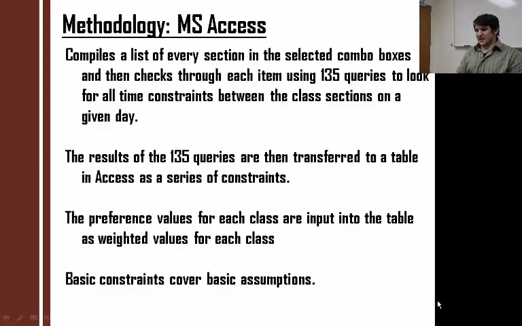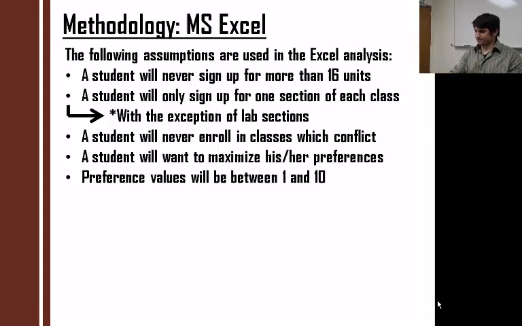And then MS Access, when you say go, meaning I would like my schedule now, would run 135 total queries to find all the time conflicts between all 9 of those classes, and then would compile them as a large section of queries. These queries would then be read and transferred to a new table in Access as constraints for the solver function in Excel. The constraints would then be set into the table with additional constraints that I would call basic constraints based upon assumptions, which I'll explain in the next slide.